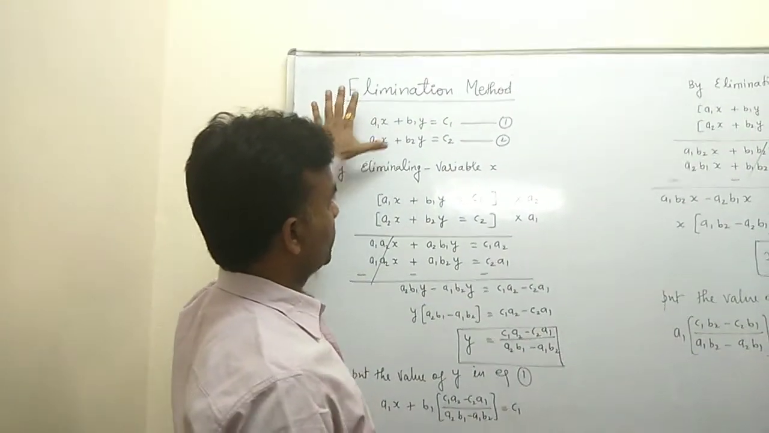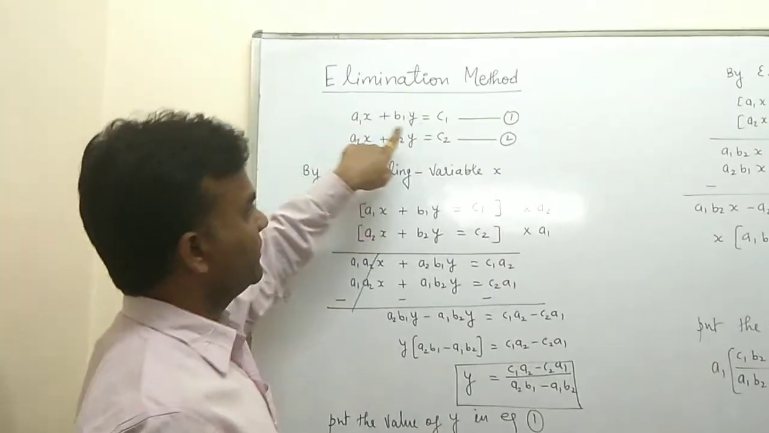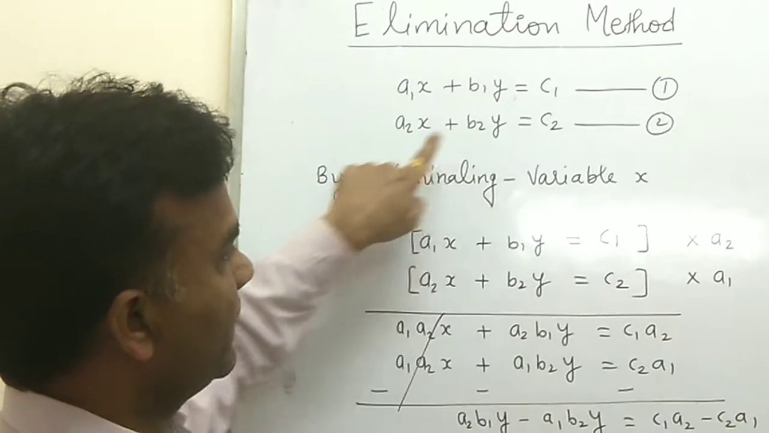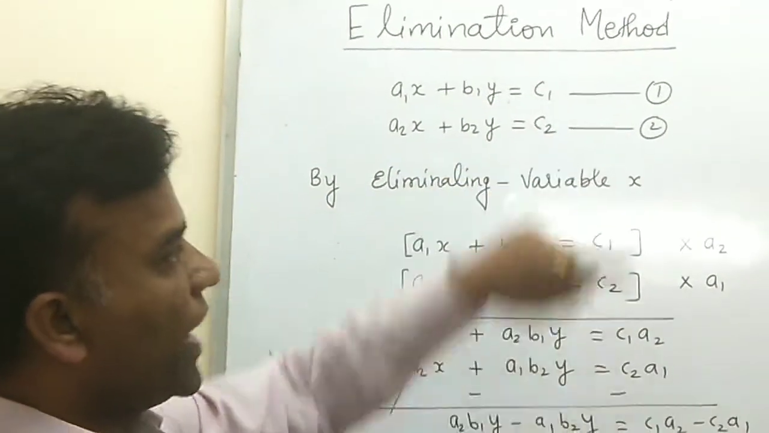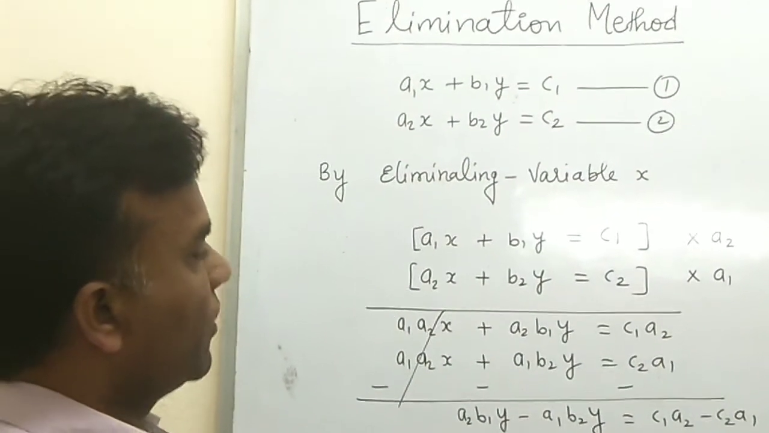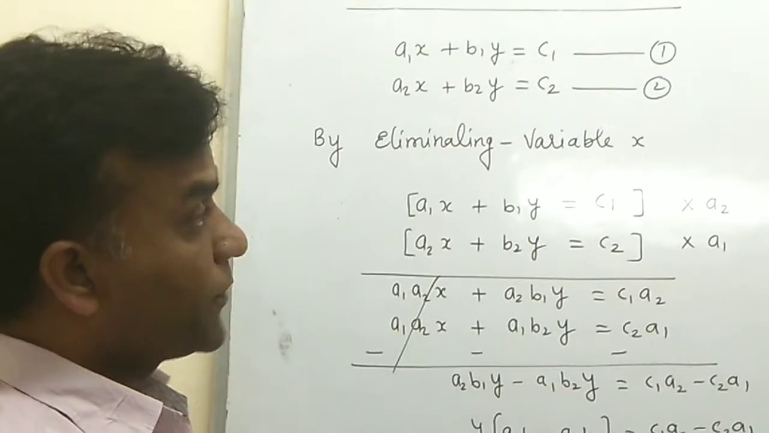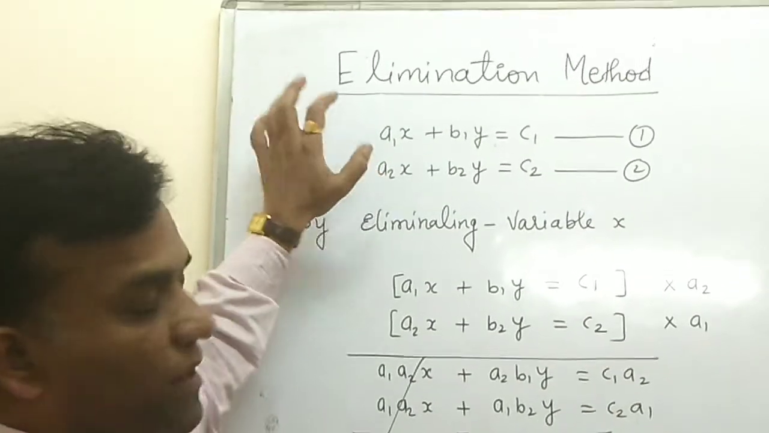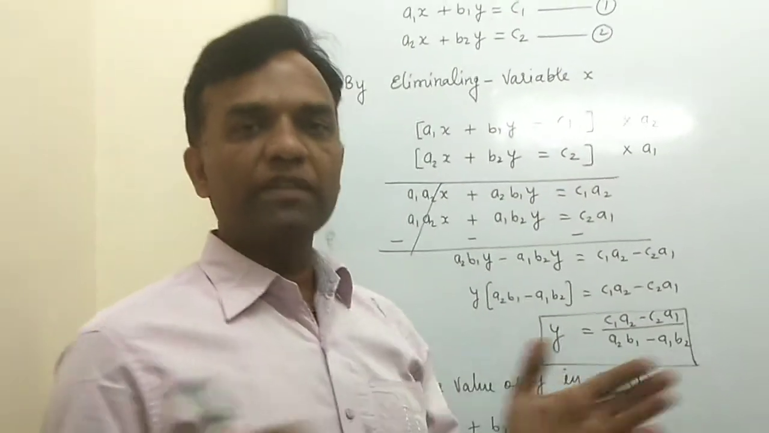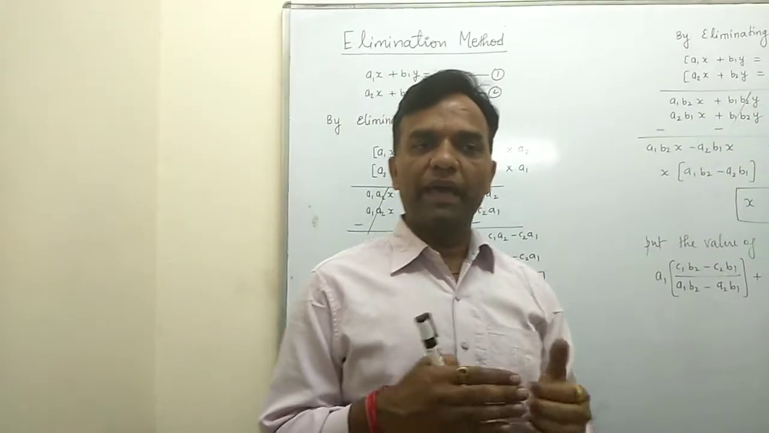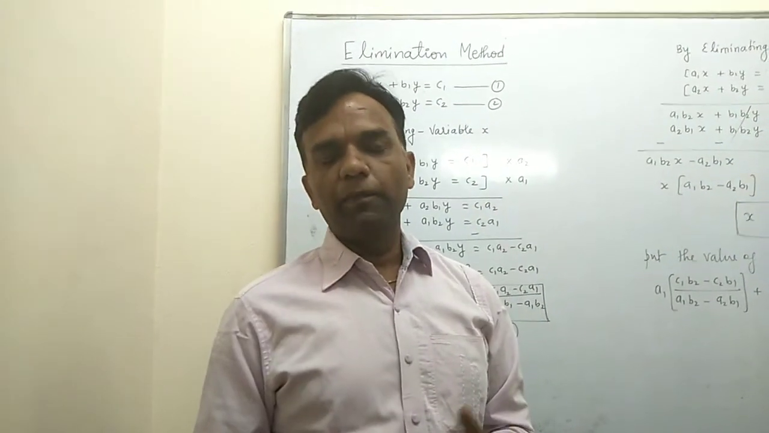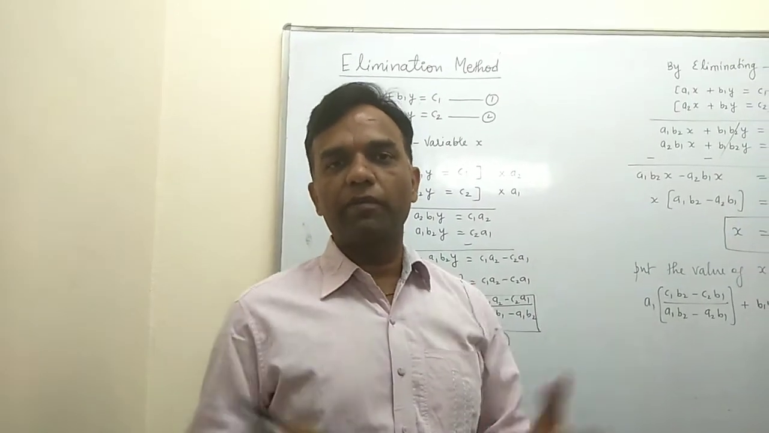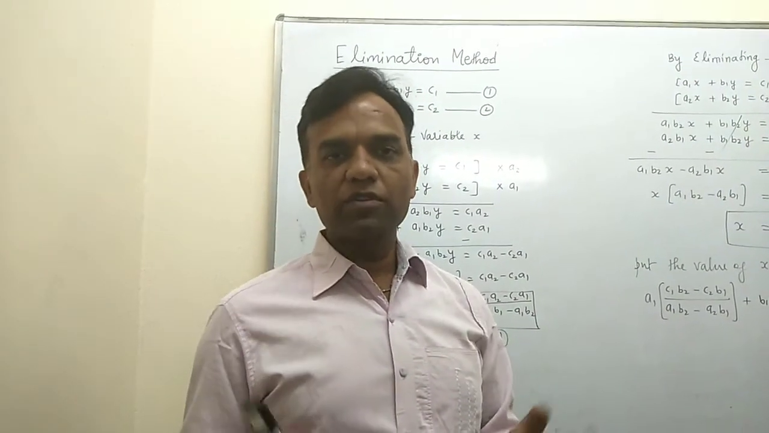The same concept applies in the elimination method. In general, first we write down the two general equations: a1x plus b1y equal to c1, and a2x plus b2y equal to c2, and call them equation 1 and 2. There are two options: according to the elimination method, you eliminate the variable x or you eliminate the variable y. It depends on you which variable you choose, and then you convert the whole equation into a single variable.